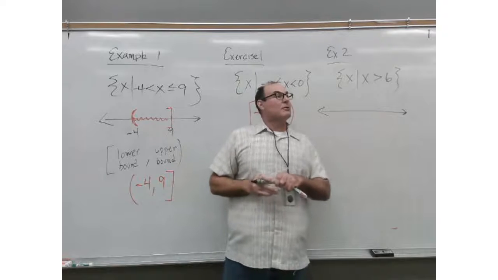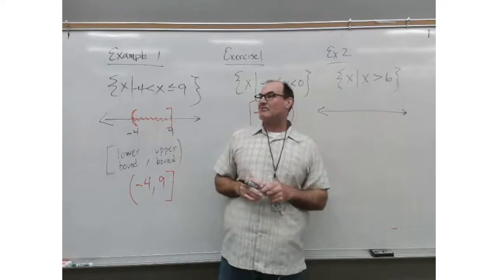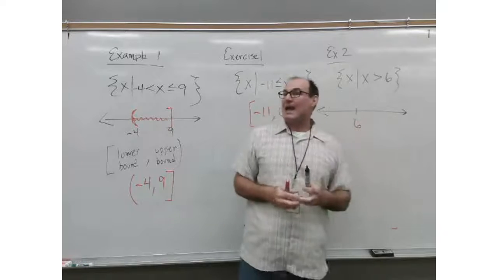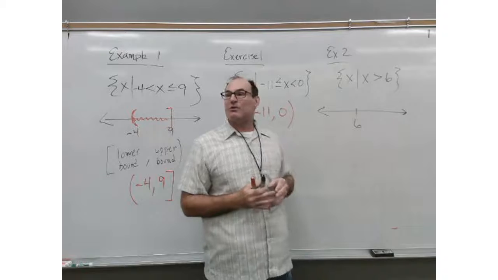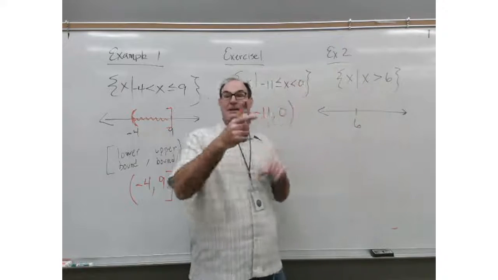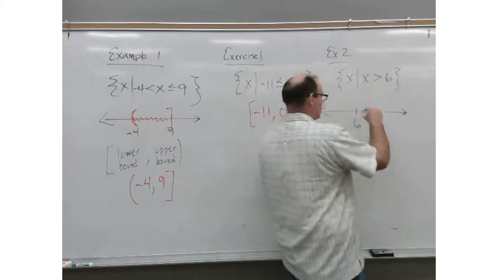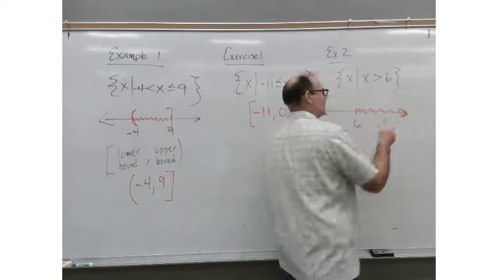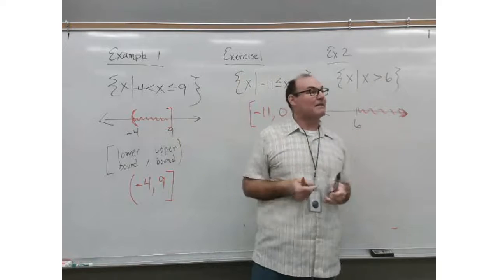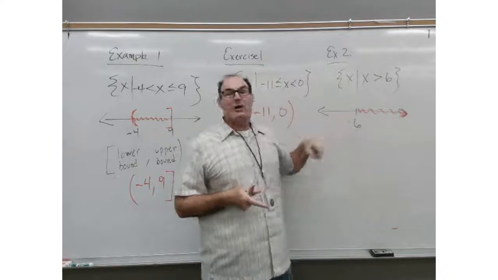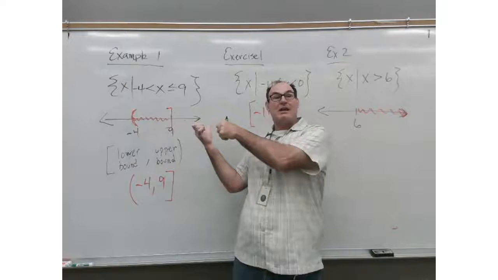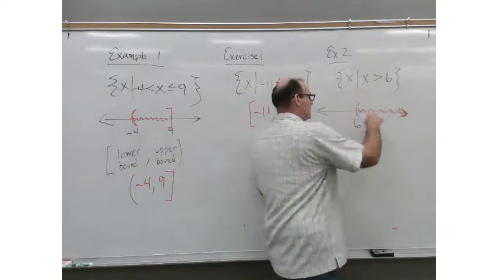What is the only boundary that I'm given in this set of values? 6. Now, if I was to shade, which way am I going to shade with respect to 6? If I want all the values that are bigger than 6, am I going left or right? To the right, yes. Does it ever stop? No, I'm not given any stopping point on this. That's important. What am I going to put at the 6 end of this? Okay, for the same reason as over here, there's no equality, so I'm going to put a parenthesis right there.